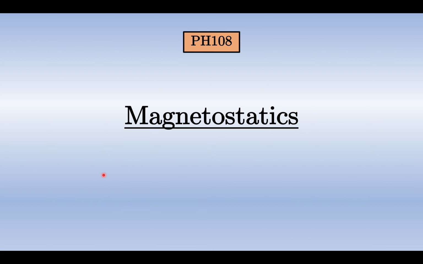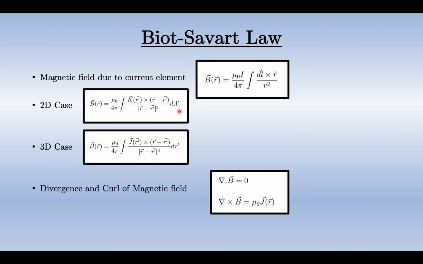Hello guys, this video will be talking about magnetostatics, which is the next section after electrostatics. So let's begin. The first topic under magnetostatics is the Biot-Savart law. This is something we have already learned in 12th grade, so this should be quite familiar to most of us. We start with the magnetic field due to a current element, and this is given by this formula.